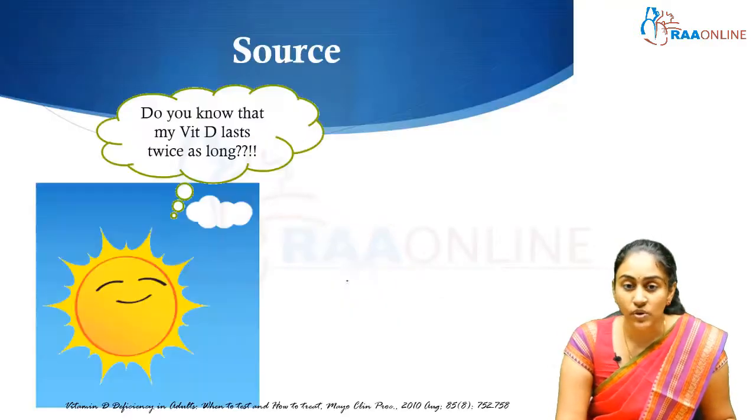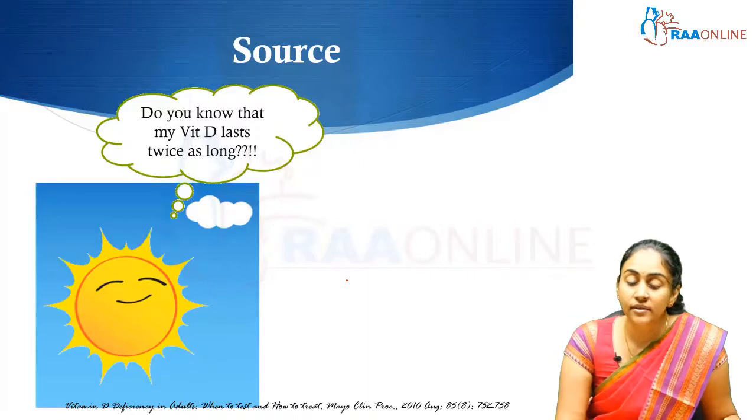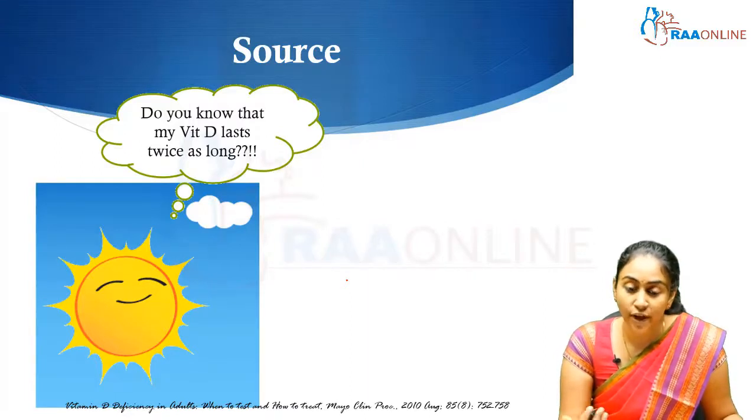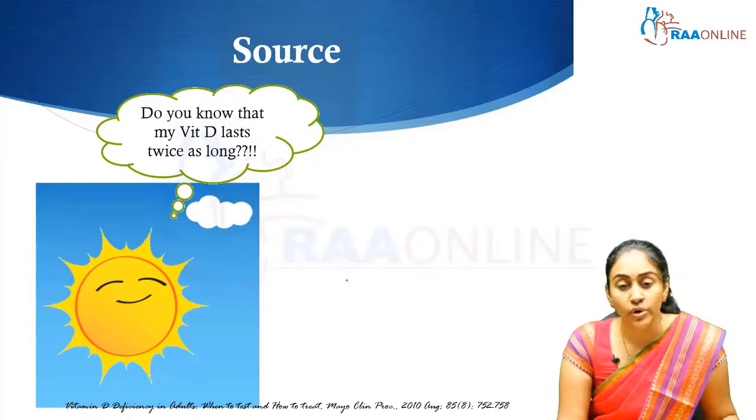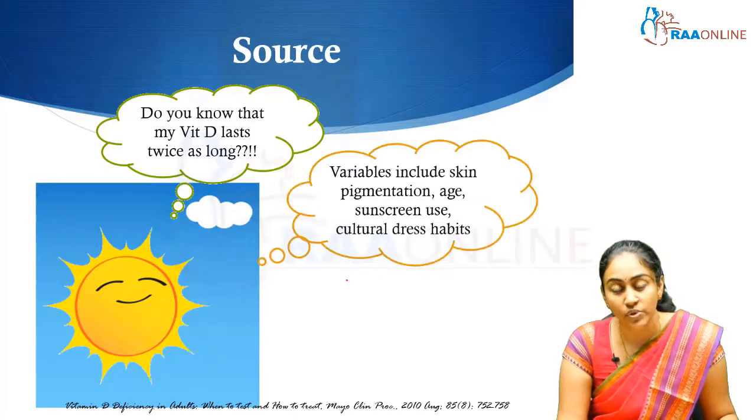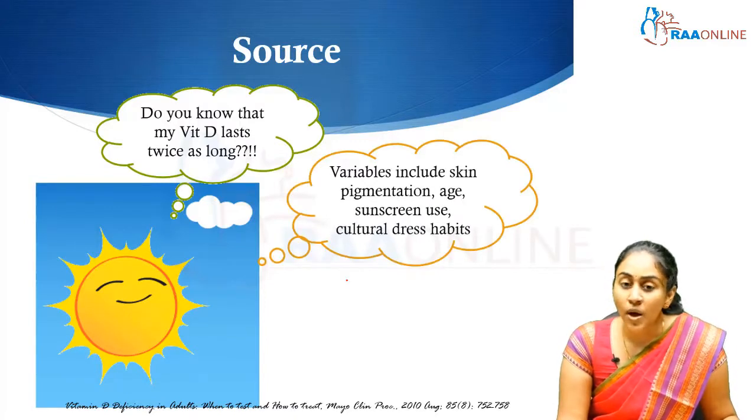Now, what are the sources of vitamin D? Now, we all know that sunlight is an extremely important source of vitamin D, and the vitamin D that is produced post the effect of the UV rays of the sun on the skin, on the 7-dehydrocholesterol, that actually lasts twice as long as the other dietary sources of vitamin D.